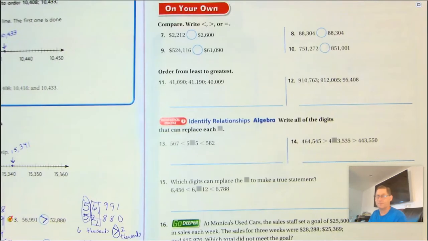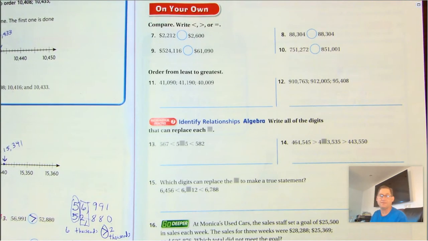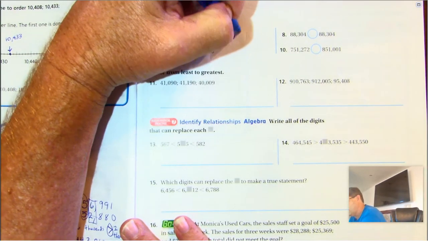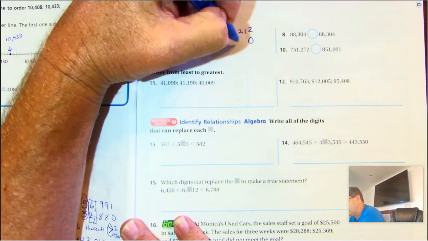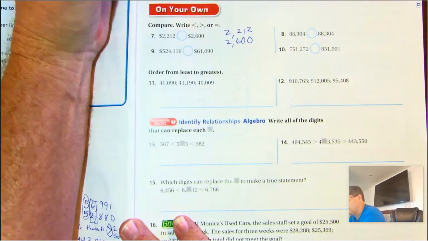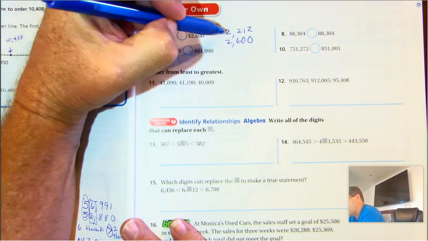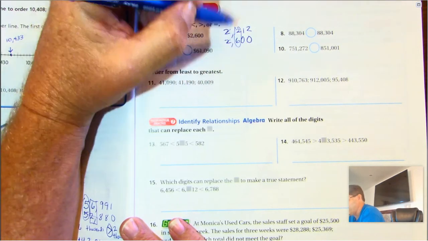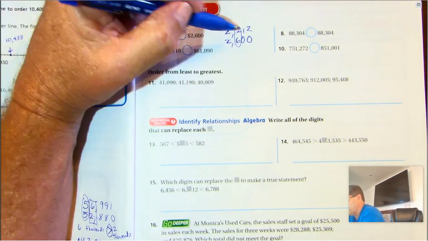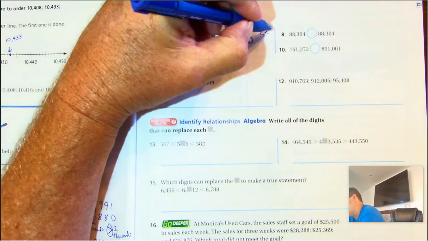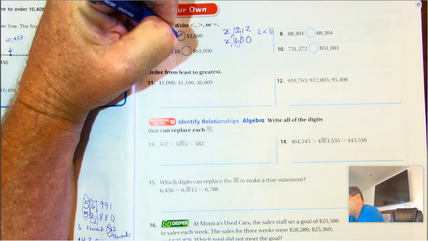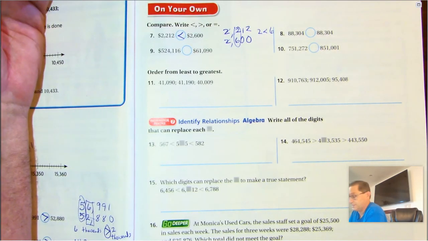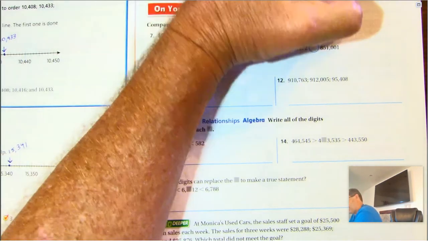If we continue on to page 15, number 7, 2,212 compared to 2,600. So I notice that the thousands are in the same place, and are the same value. So I go to the hundreds, and I notice that 2 is less than 6. So 2,212 is less than 2,600. Number 8.